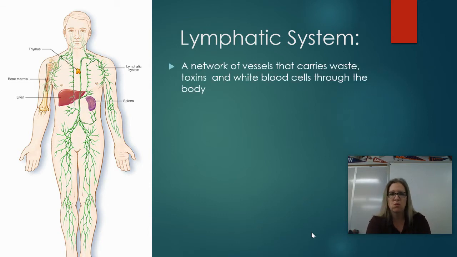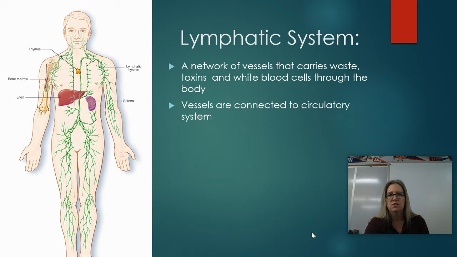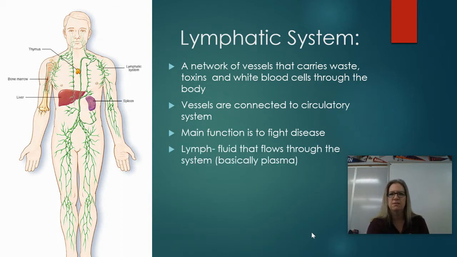It's basically a network of its own vessels that works along with the immune system. And it carries toxins away, and it helps transport white blood cells and filters the blood is really what it does, okay? So these vessels are connected to the circulatory system, but they are separate from the circulatory system. Again, its main function is to work along with the immune system and fight disease.